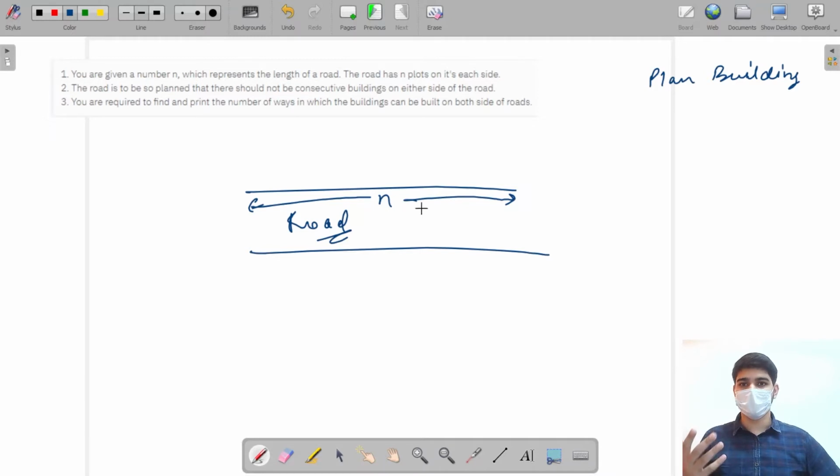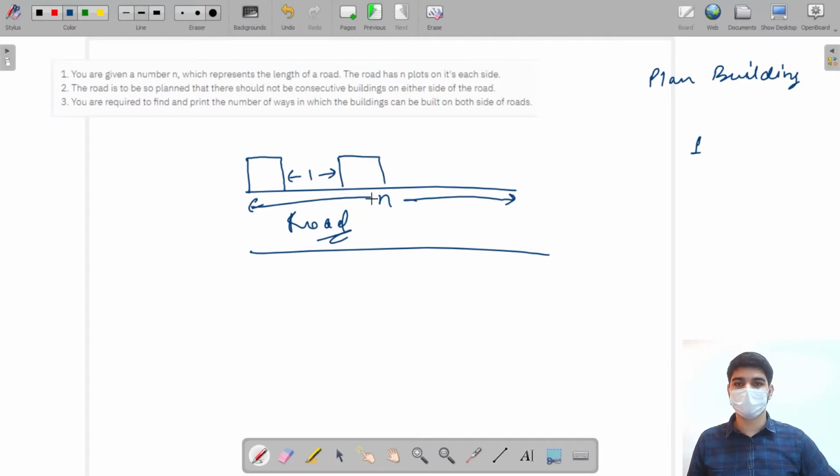And each building is of length 1. So at a particular spot, you can make a building, and then you can either make a building or leave a space. If you leave a space, the space is also of size 1. And then you can again make a building. The condition in this question is that you cannot have two consecutive buildings.